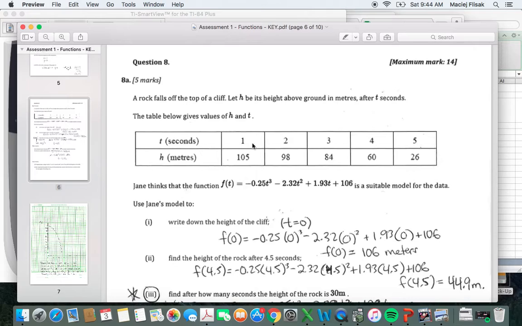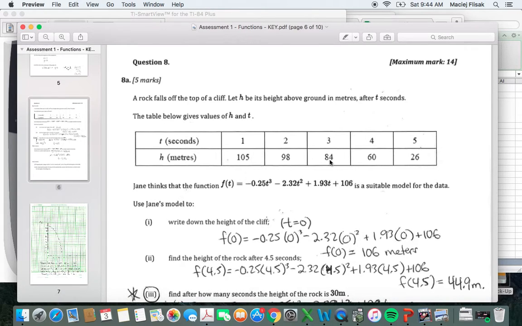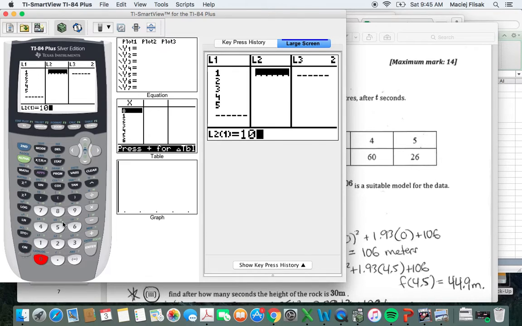So first I'm going to enter this column, the x values, 1, 2, 3, 4, 5. 1, enter, 2 seconds, 3 seconds, 4 seconds, and 5 seconds. I'm going to jump over this one. I'm going to enter my y data, which is the height data. 105, 98, what is it, 84? Yeah, 84. And 60 and 26. Great, I entered all the data.